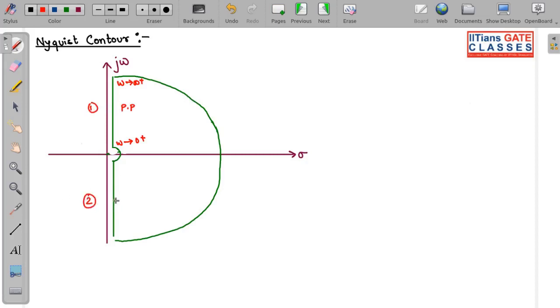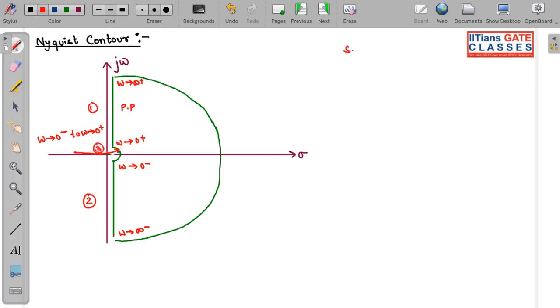Region 2 is this region. It will always start from omega equal to infinite minus and end at omega equal to 0 minus. So this is your region 2. Now our region 3 is the small region. It always starts from omega equal to 0 minus and terminates at omega equal to 0 plus. This is actually your zero frequency line. So this region, let me rename as 3.